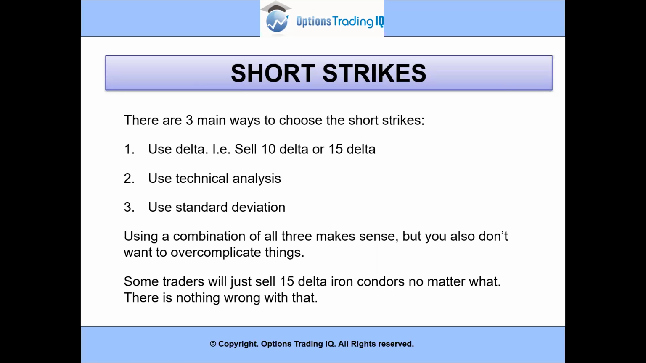And the third method is using standard deviation, probably a bit less common, but those are kind of the 3 methods. And using a combination of all 3 makes sense, but you also don't want to overcomplicate things. So some traders will just sell a 15 delta Iron Condor no matter what, and there's absolutely nothing wrong with that. That's kind of the way I do things. And then there's usually, if there's some support or resistance before those strikes, that's a bit of an added bonus, right?